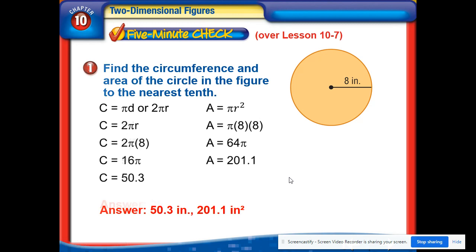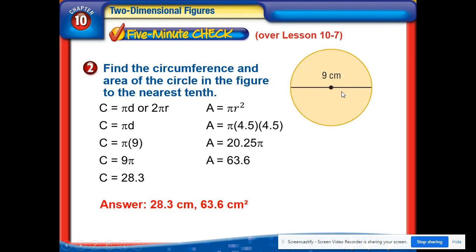Let's try one more. This one, of course, they give us the diameter across. So if they're using diameter, we're going to use our diameter formula. So pi times d, so pi times 9, or 9 pi, or 28.3. Over here, again, notice what I had to do. I had to take this radius, I had to find the radius. So I got to cut that 9 in half, so 4.5 and 4.5. Giving us 63.6 when we multiply by pi. And so our two answers, centimeters and centimeters squared.